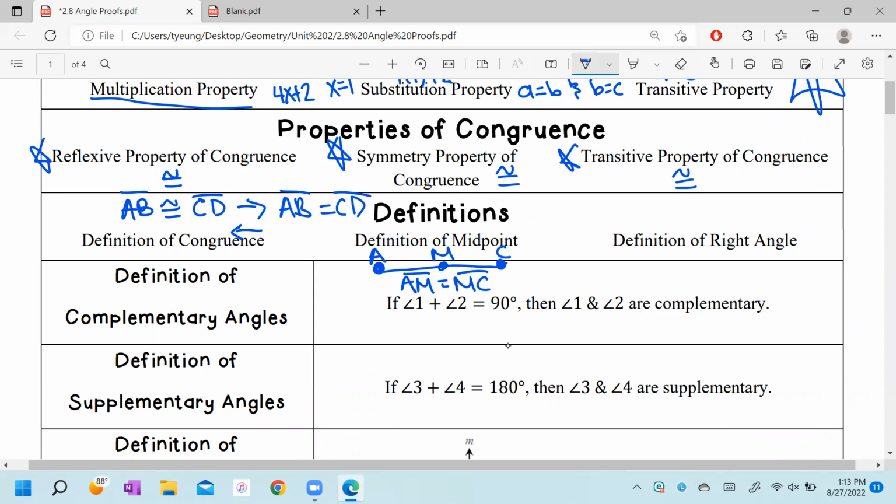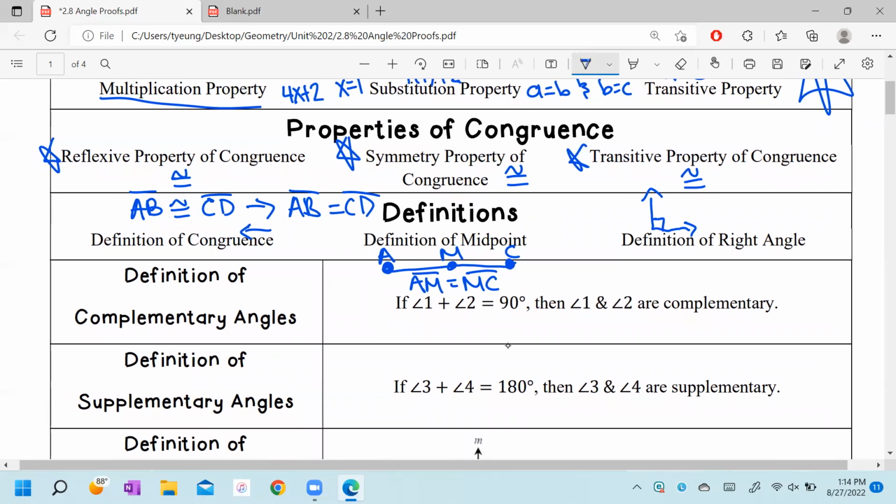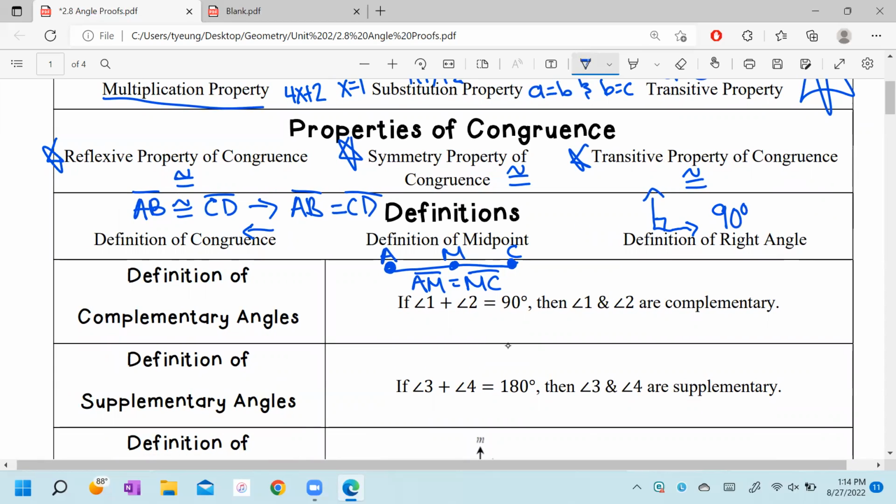Last one, definition of a right angle. I don't think we went over this one last time, but basically a right angle is something that looks like this. And we all know that a right angle is 90 degrees. So that's what you need to know.